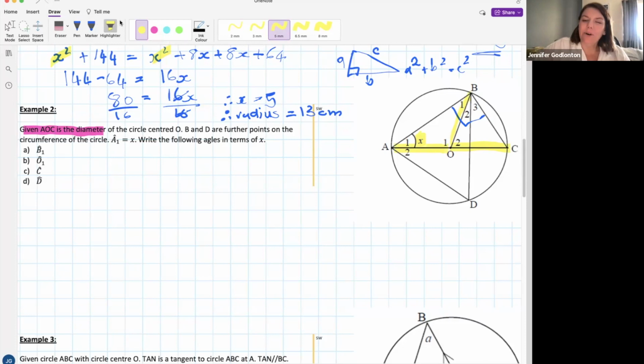Now, if those are radii, then that means that this line is equal to that line, correct? Do you agree with what I've just said? You don't have to agree. Okay. If those two are equal, and we know that angle A1 is x, what is angle B1 going to be in terms of x?